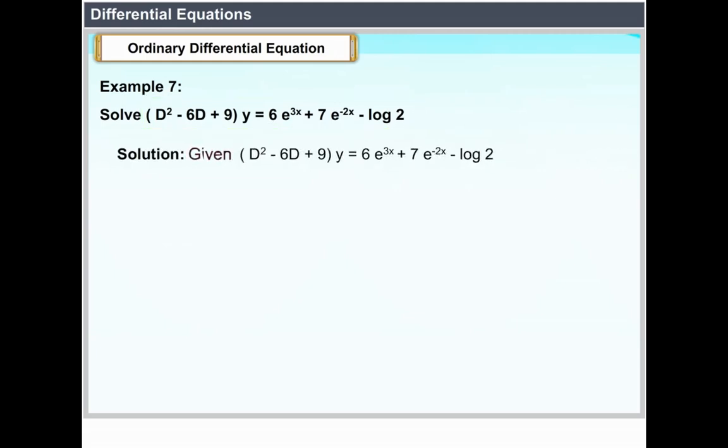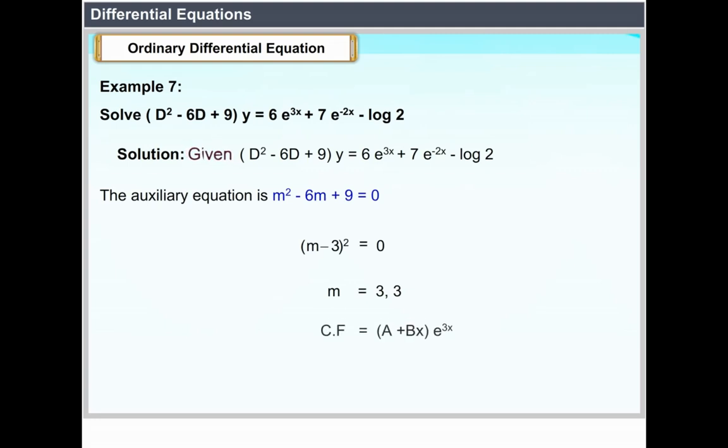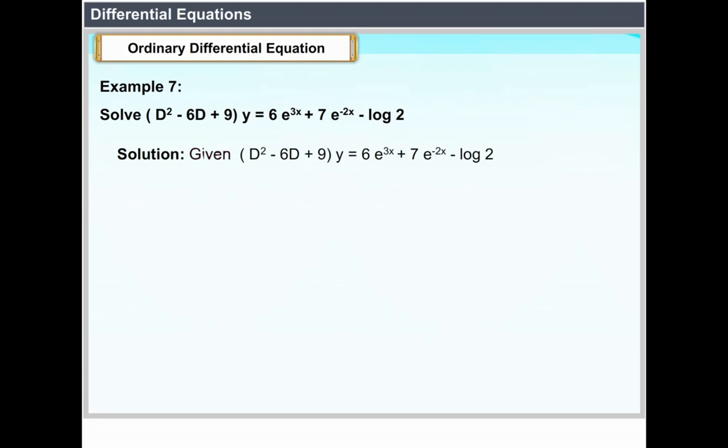Solution: (D² − 6D + 9)y = 6e^(3x) + 7e^(−2x) − log 2. The auxiliary equation is m² − 6m + 9 = 0, so (m − 3)² = 0. Then m = 3, 3. The complementary function is CF = (a + bx)e^(3x).